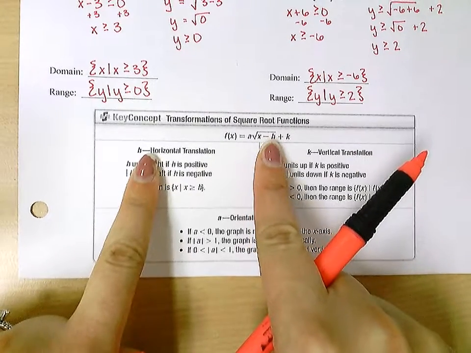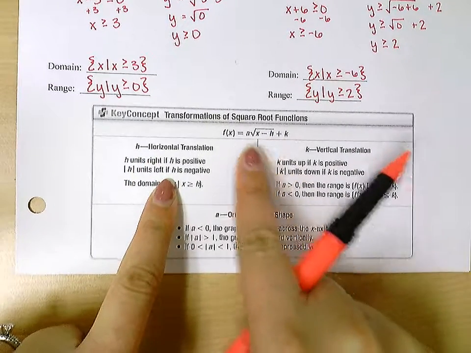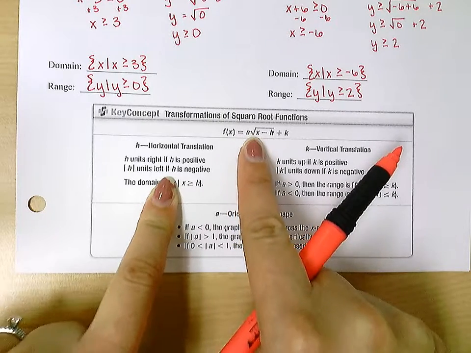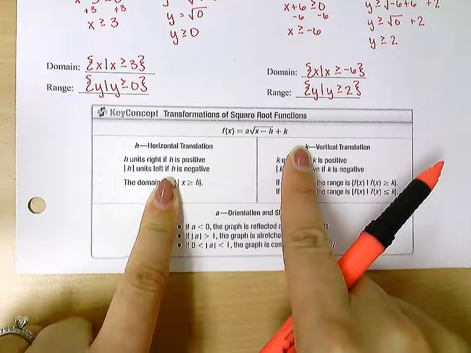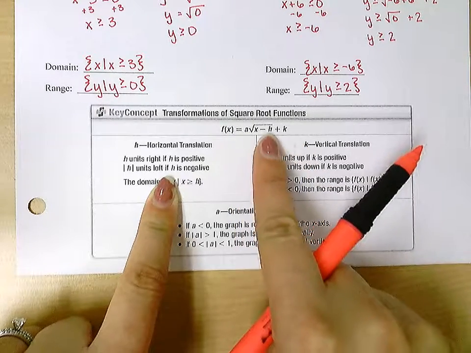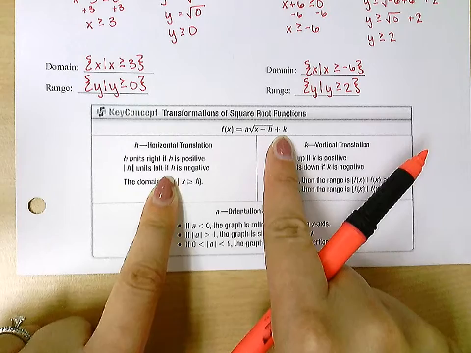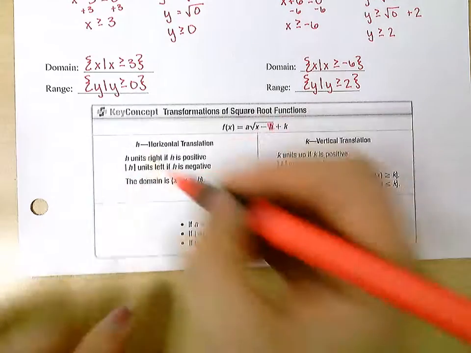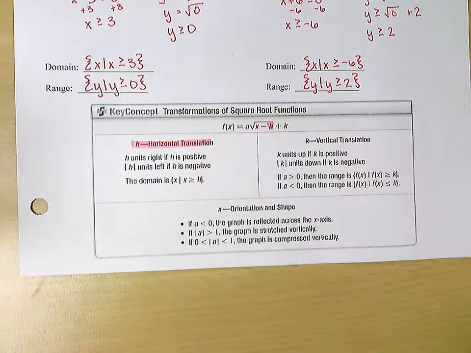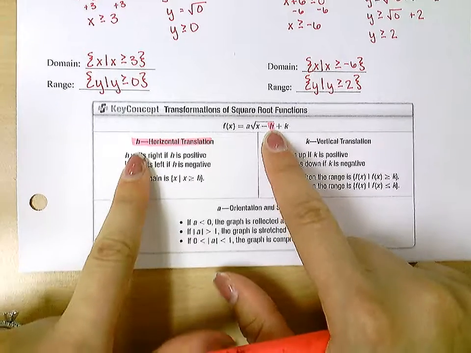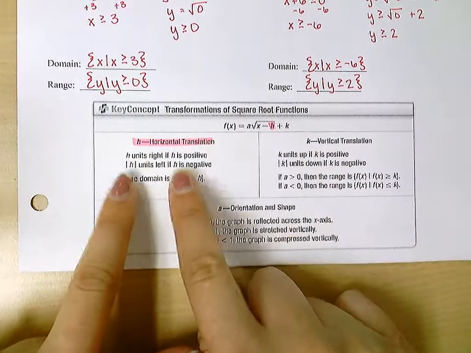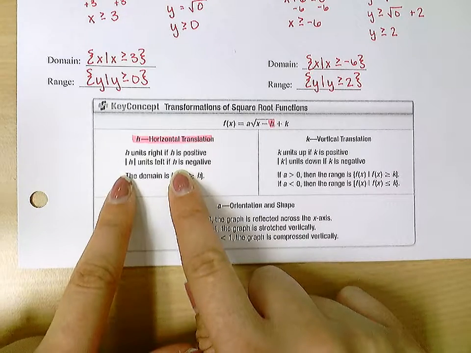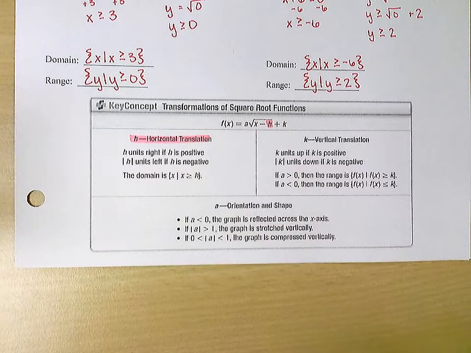So here is our parent function with different values. I have f of x equals a times the square root of x minus h plus k. Each of these values, a, h, and k, do different things to your function. So first, h. H is right here. That is a horizontal translation. It moves your function left or right. Whatever value is underneath your radical along with x, it moves your function left or right, depending upon if it's positive or negative.